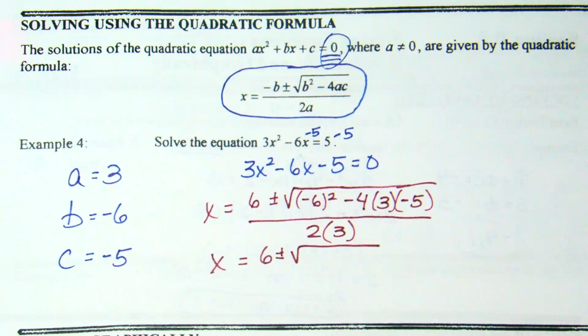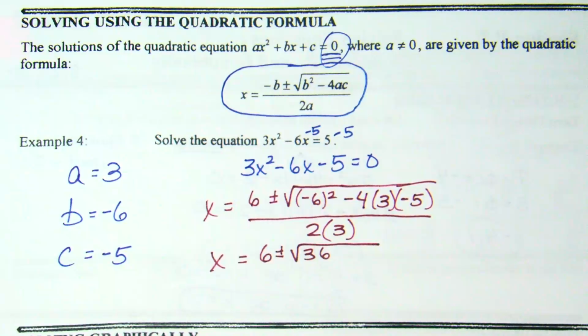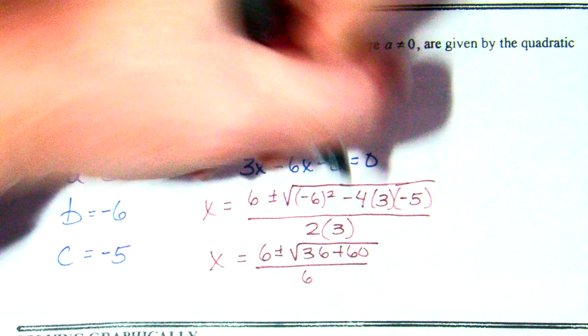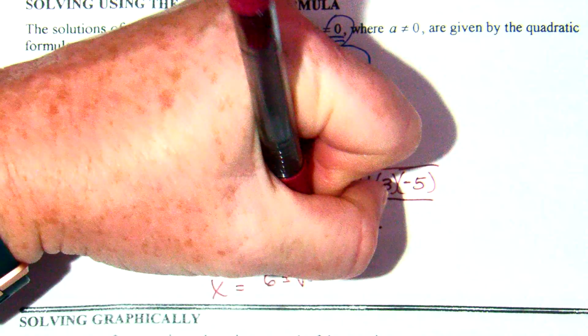So, with my little rant there, what is negative 6 squared? 36. Positive 36. And then there's a minus 4 times 3 times minus 5. Positive, because we see minus times minus. My brain says 4 times 5 is 20. 20 times 3 is 60. That's just the way my brain works the best. You know, maybe you paired up other numbers. Okay, all over 6. Clean up under the radical. What is 36 plus 60? 96. So 6 plus or minus the square root of 96 all divided by 6.